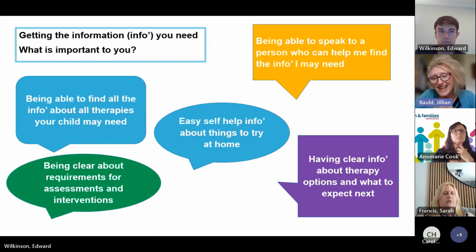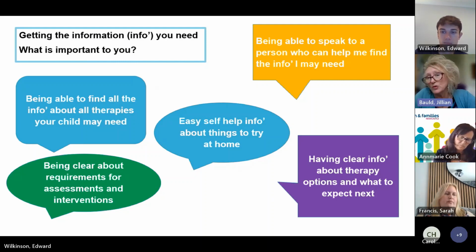So the next section of questions is about getting the information that you need. What is important to you now, or what might have been important when you were first trying to find things out? So it's like being able to speak to a person who can help me find what I might need, and easy self-help information about things to try at home. So these are things that we've already been told.